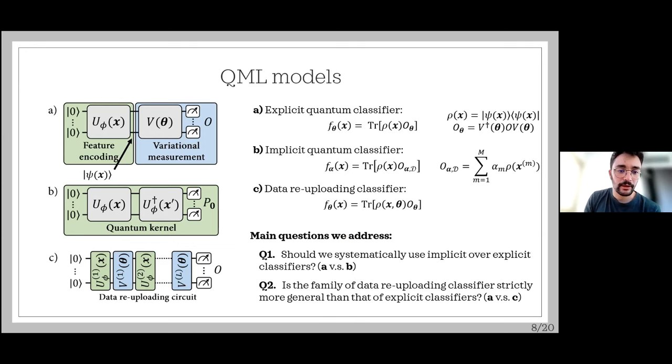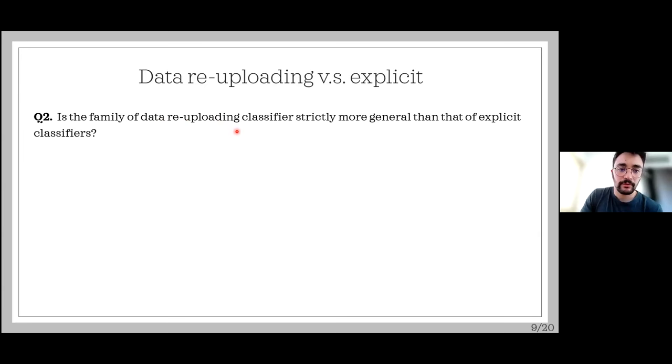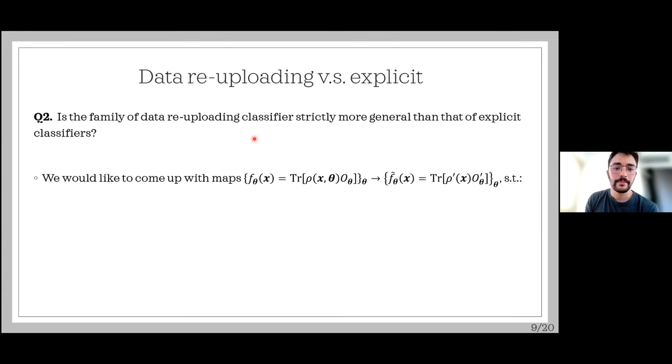So the second question is, is the family of data reuploading classifiers strictly more general than that of explicit classifiers? And we will show that it's not true. The way we'll do it is by coming up with mappings from data reuploading to explicit classifiers. Consider a certain family of data reuploading classifiers that take this form, a bunch of functions parameterized by theta. What we want is to find a mapping such that each member of this family can be expressed as an explicit model of the form that I had in the last slide.